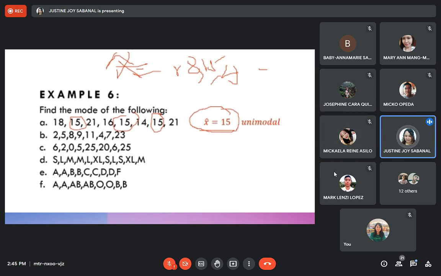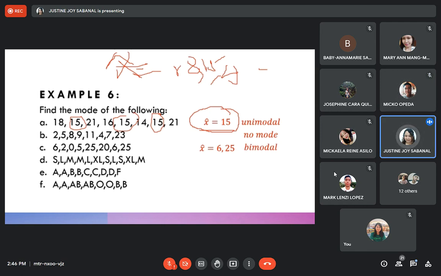Opo. Yung sumunod po, 2, 5, 8, 9, 11, 4, 7, 23. Ano yung value na nauulit siya? Wala po. No mode po, ma'am. Exactly po. Thank you. So, walang nauulit, kaya classified siya as no mode. For letter C, 6, 2, 0, 5, 25, 26, 25. Yung 25 po. 25 lang ba? 25 po, tsaka 6. Okay po. So, anong classification nito, Miko? Bimodal po. Okay, correct. Dahil dalawang number yung na-classify natin.